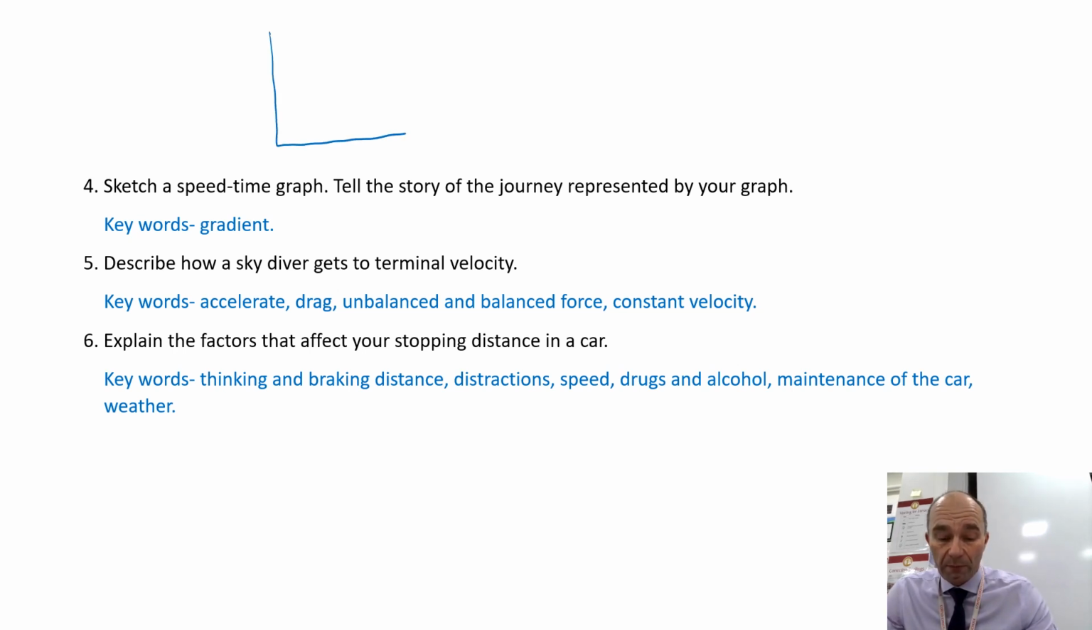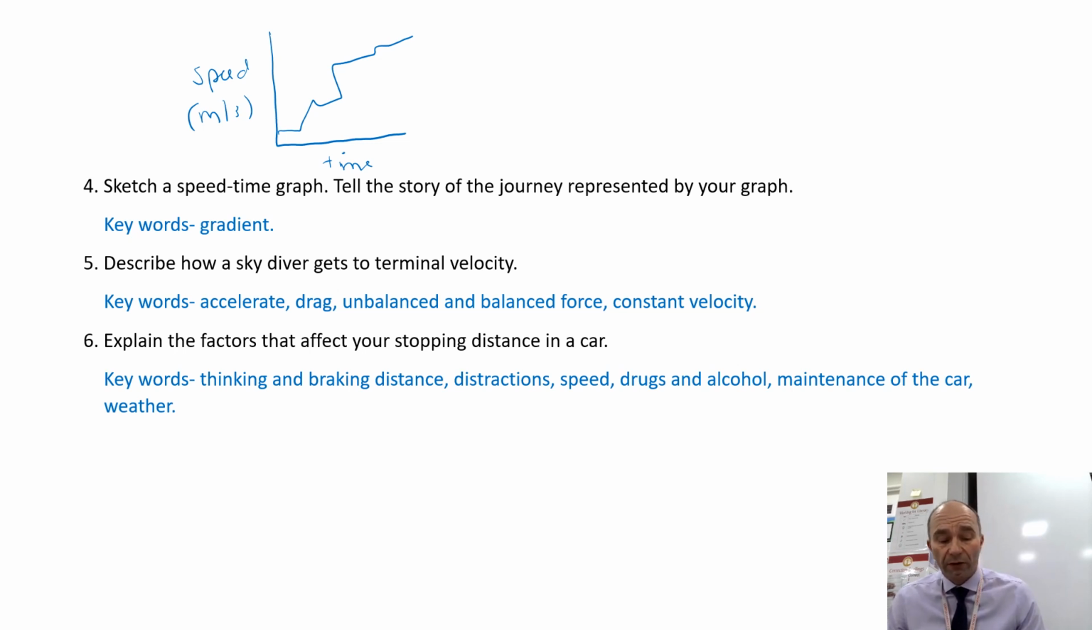So this time it's still going to have time on your x-axis, but you're going to have speed as your y-axis. Again, draw your graph, and then you're going to explain what that graph actually shows. And again, you've got a keyword which is gradient.